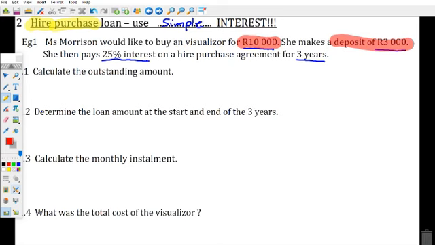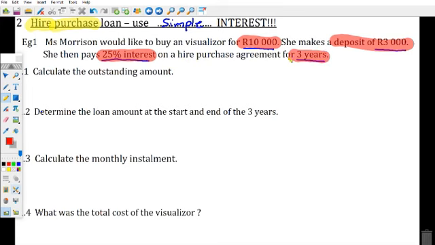So the deposit is the, okay, yeah, sort of. It's this money you pay at the start. So if you want a deposit, I must pay this now, and the rest is paid off in a loan agreement. Okay. She pays 25% interest. We can already see 25%. That's a quarter. That's a lot of money. Okay. On a hire purchase loan agreement for 3 years.